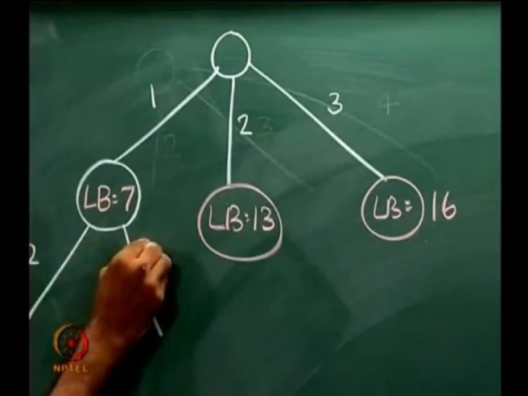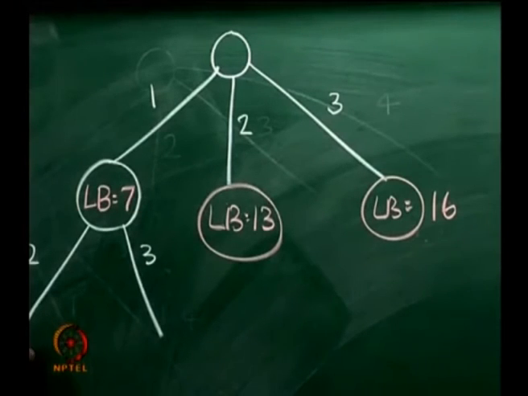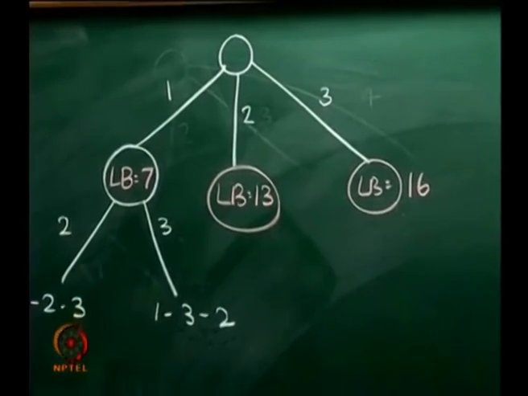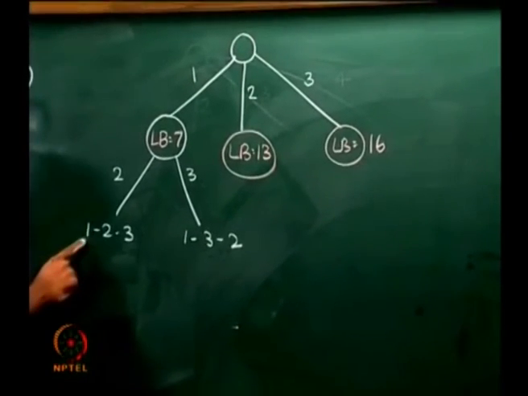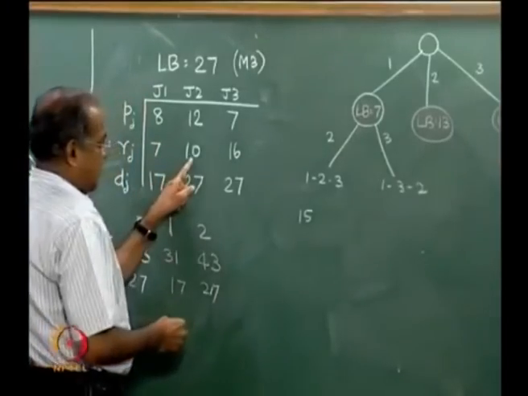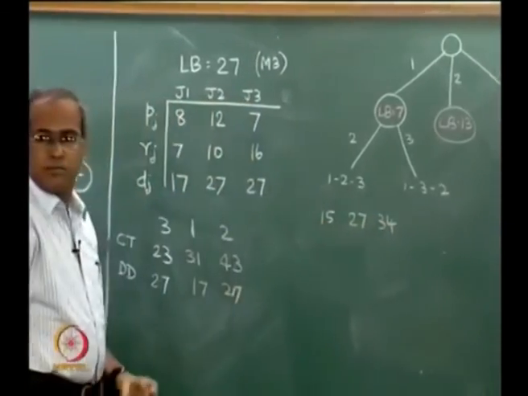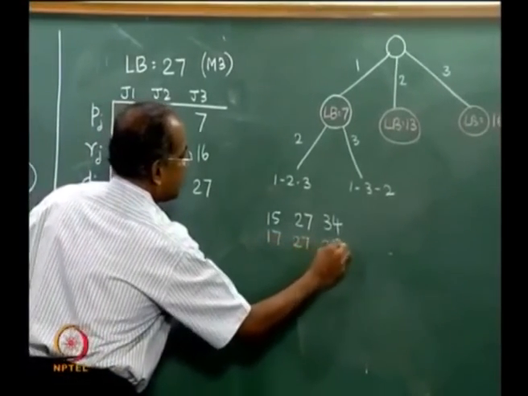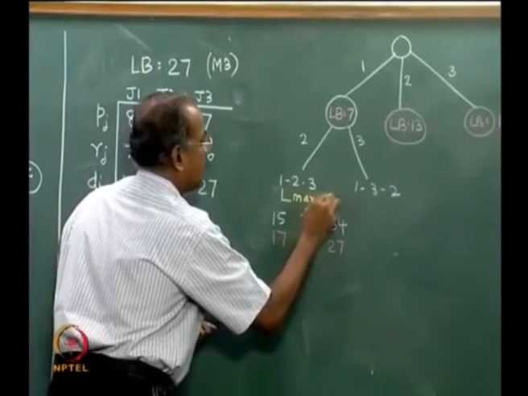So 2 as the first, 3 as the first. So it gives us a sequence 1, 2, 3, 1, 3, 2 as the two possible sequences. So we will quickly evaluate the L max for each of these. So for 1, 2 and 3 completion times are 7 plus 8, 15. At 15 this is available, 15 plus 12, 27, 34. Due dates are 17, 27, 27. So L max is equal to 7.